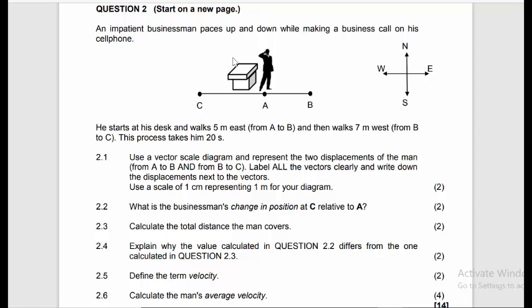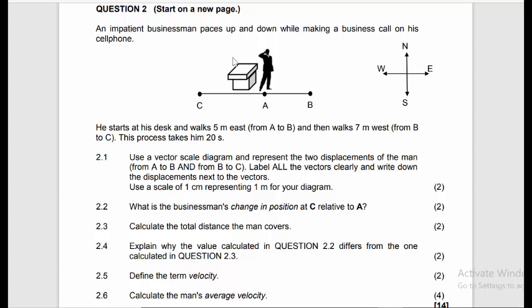So question 2: an impatient businessman paces up and down while making a business call on his cell phone, right? He starts at his desk and walks 5 meters east, that's A to B, and then walks 7 meters west, that's B to C, right? And the whole process takes 20 seconds.